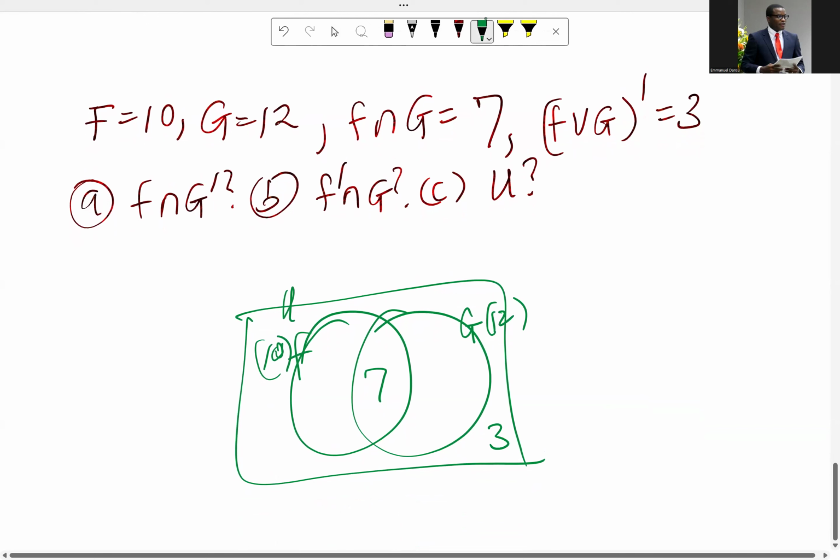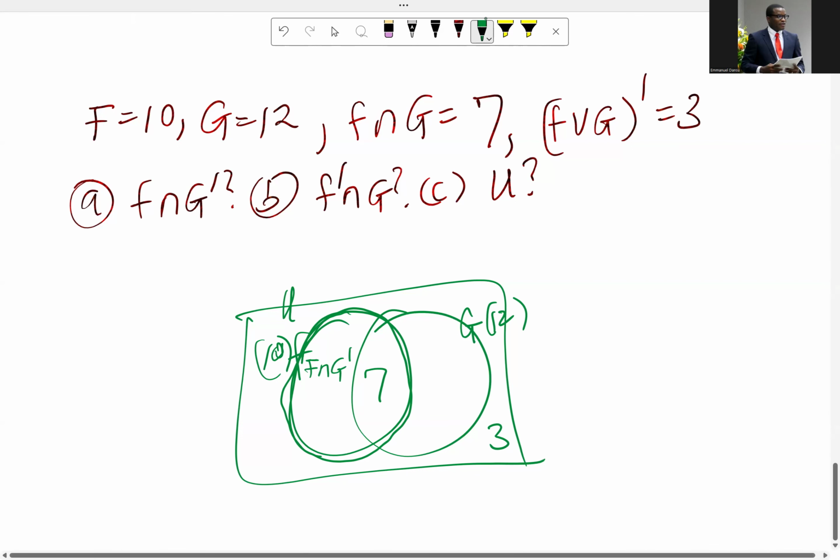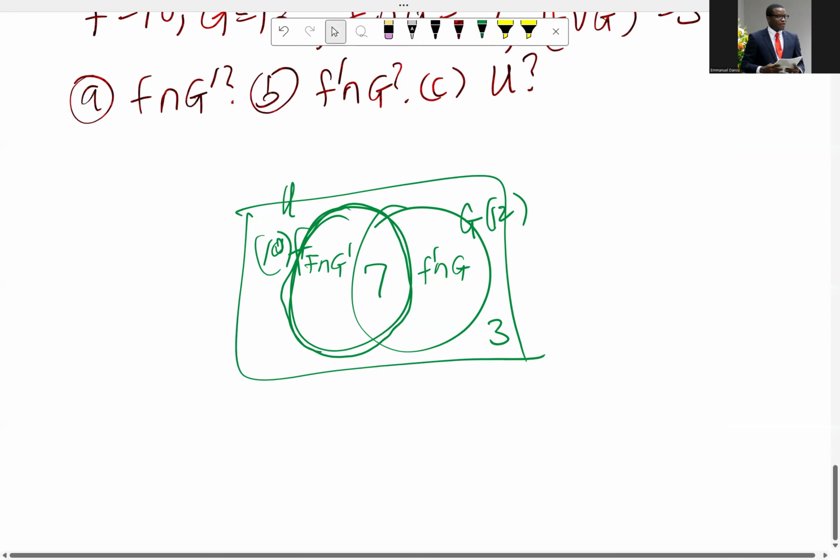So you can see anything that is not fitting in a particular region, I put it in brackets. 10 and 12 are in brackets because this 10 represents everybody here. So if 7 play both, then to get F here, this is F intersection G prime. And this is F prime intersection G. And from the look of things, let's put it this way now.